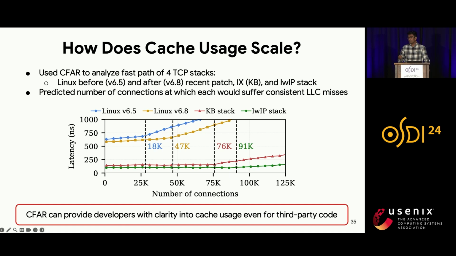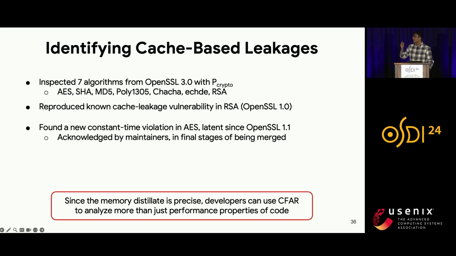So I'm going to finish by showing you an example of how CFAR also allows you to analyze security properties. And so what we did was we took the 7 algorithms from OpenSSL. These include widely used ones such as AES, SHA, RSA, etc. And we used it to analyze whether they have leakages due to branches or memory accesses. And so in doing so, we not only reproduced a known cache leakage vulnerability in RSA, but we also found a new violation of this property known as constant time in AES, which had been latent for almost 4 years since OpenSSL 1.1. Now, this violation has been acknowledged by the maintainers and is in the final stages of being merged.